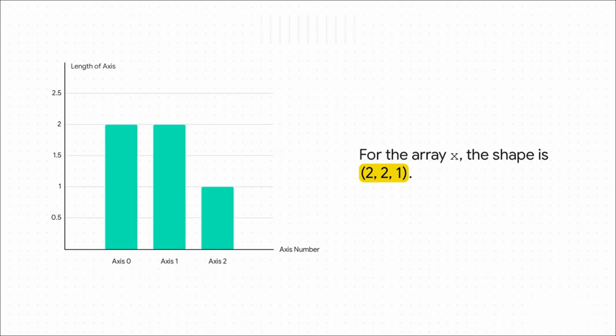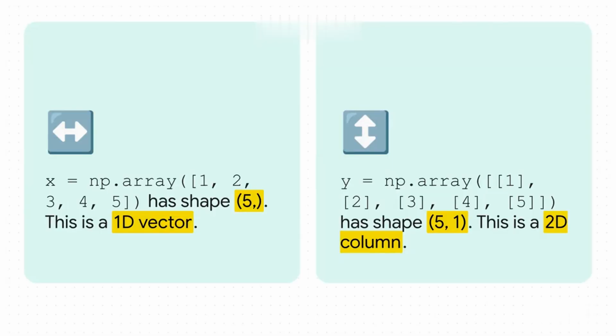And finally, step 3. Let's go inside one of those lists, like 1. How many elements are in there? Just 1. So our last number is 1. And there you have it. The shape is 2, 2, 1. See? Not so scary.